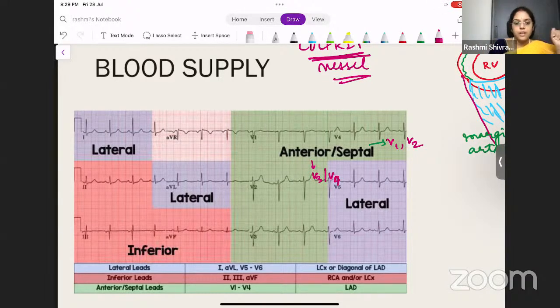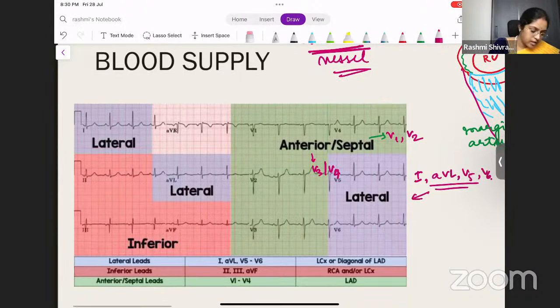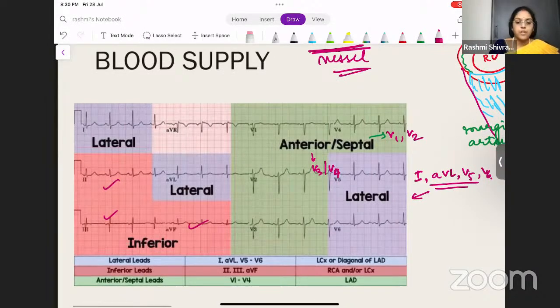Coming to the lateral wall, what happens when it is affected? Lead 1, AVL, V5 and V6 will be affected in a lateral wall MI. What happens in the inferior wall? Leads 2, 3 and AVF will be affected in an inferior wall MI.